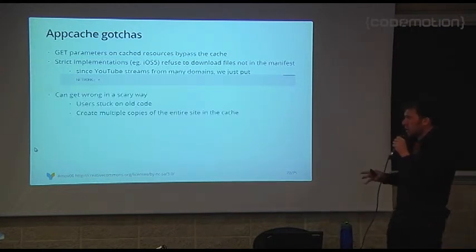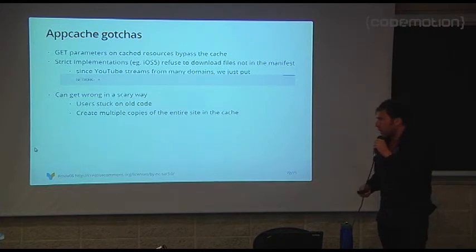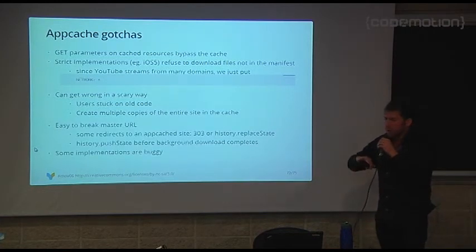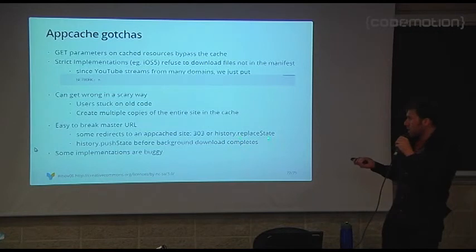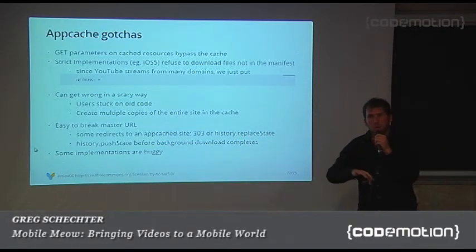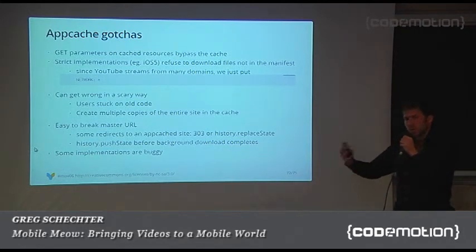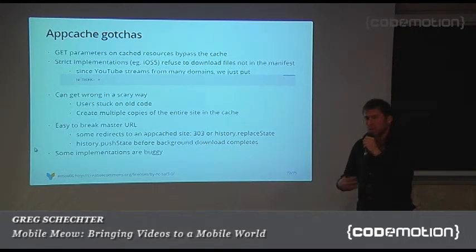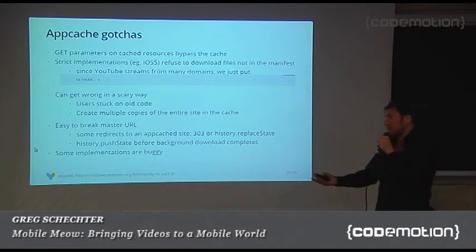And sometimes things can get a little scary if you are changing things with the history API, doing replace state, or having redirects, where some things get cached, things work a little buggy. So just don't take it for granted when you're using it. Don't assume it's going to work. Remember to test these things to make sure that the app cache works as you expect.